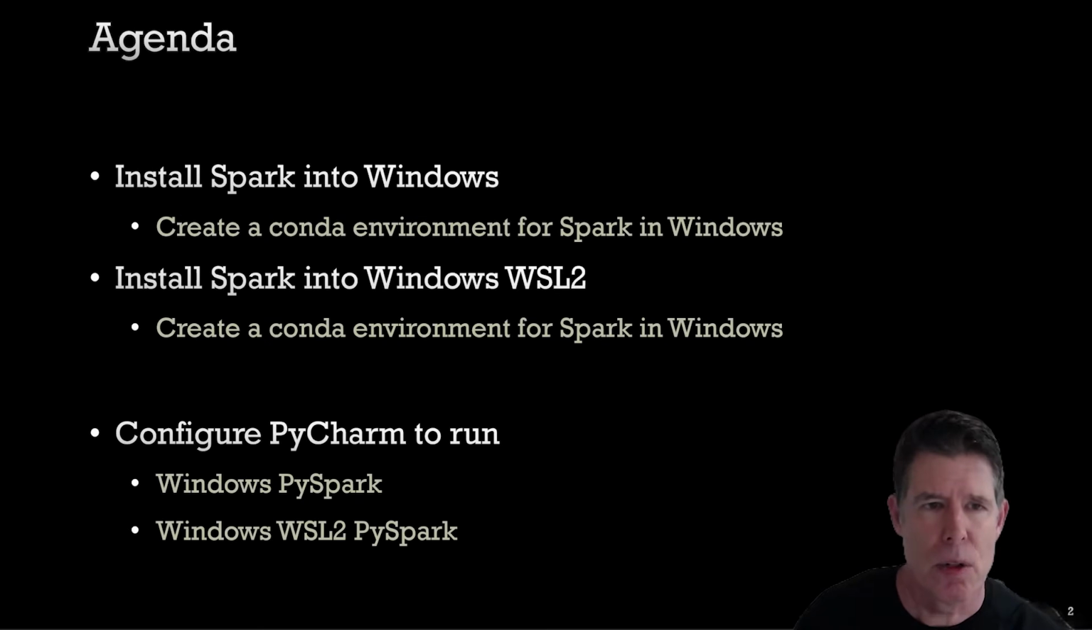So first, I'm going to walk through installing Spark into Windows. There's a variety of ways to do it, but I found this to be the simplest: create a Conda environment for Spark in Windows. Additionally, I'll show you how to create a Spark installation in WSL2, Windows Subsystem for Linux. These steps in general also work, in their overview, for installation on a Mac.